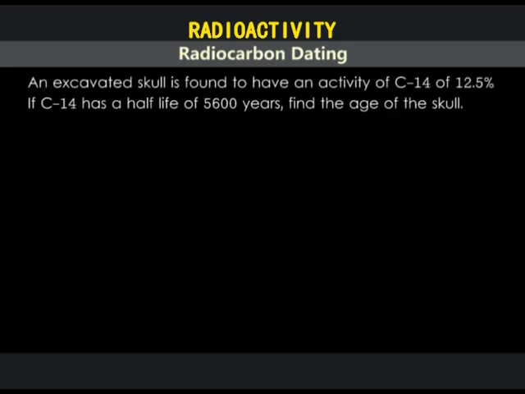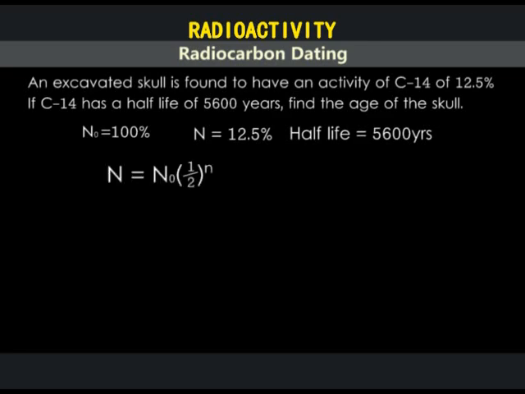This time we have our amount in percentage. Original activity or amount is equal to 100%, always. Final activity or amount is equal to 12.5% that we are given. Half-life is equal to 5,600 years. So what we need is the number of half-lives. Once we get it, because one half-life is 5,600 years, all we will need to do is multiply to get the age. So N is equal to N0 times a half raised to n.